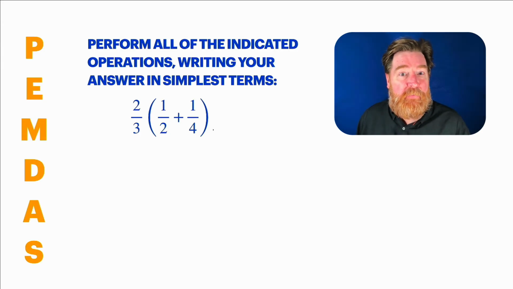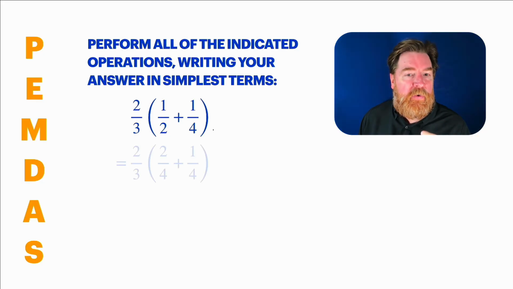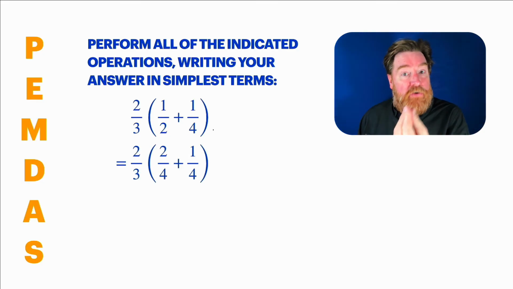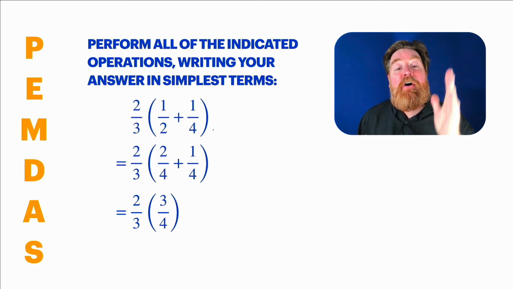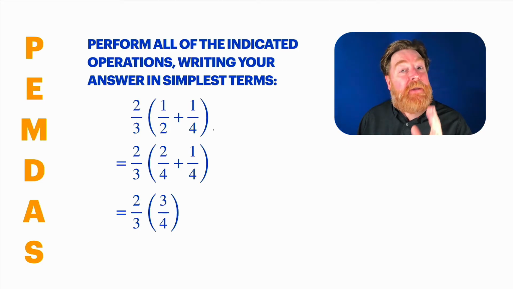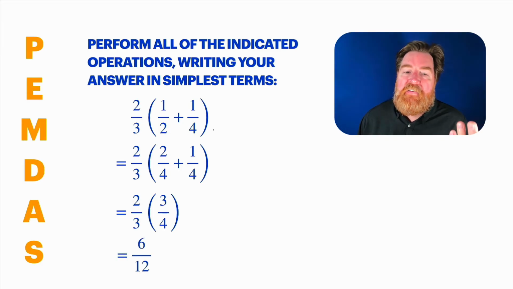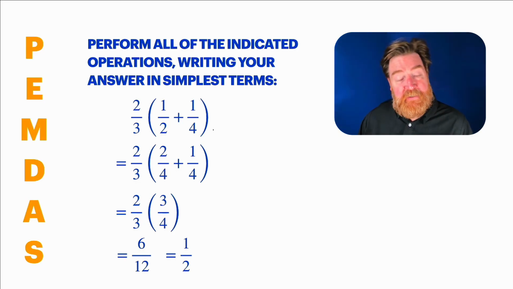We'll go inside the parentheses. We need to do that addition that we see going on there. Obviously, you can't add halves and fourths, so we need to convert. So 1/2 is really 2/4. Let's do the addition now inside the parentheses. We get 3/4. And now the only thing left to do is the multiplication. So 2/3 times 3/4. We can go straight across: 6/12, and that's just the same as 1/2 in simplest terms.